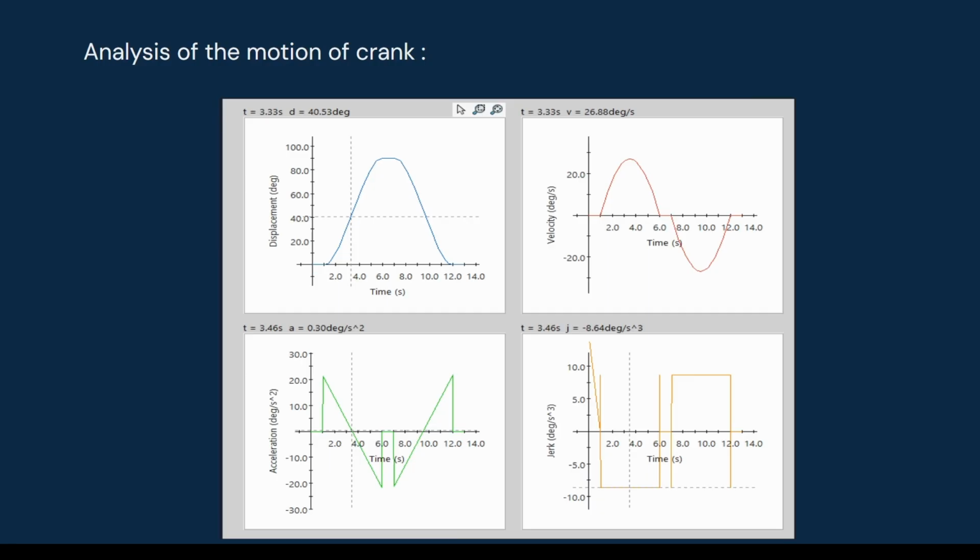Now, analysis of motion of the crank. As you can see, we have plots for displacement versus time, velocity versus time, acceleration versus time, and jerk versus time of our crank. That's it. This is the 3D analysis of our garage door mechanism. Next, my friend Anusha will take over.